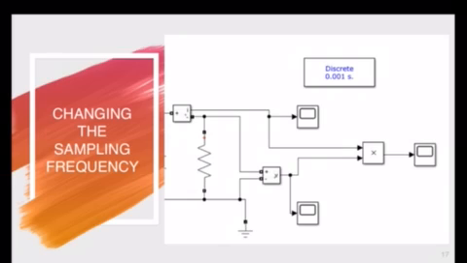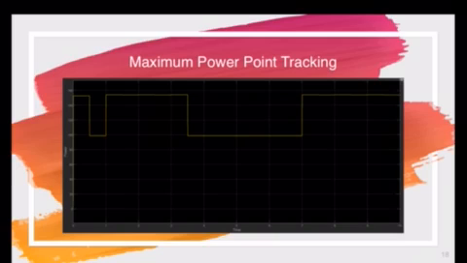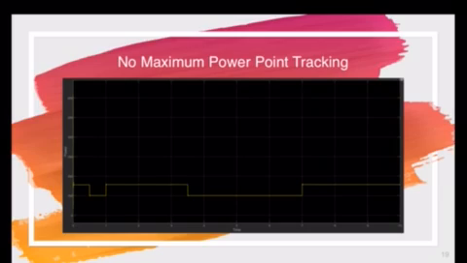Now we're sampling the voltage and current output every millisecond instead of every microsecond. The output looks totally different from before. And with no maximum power point tracking, you can see that this graph is almost the same as the graph of the power versus time with maximum power point tracking. This shows that with an infrequent sampling frequency, the maximum power point tracker doesn't do anything.